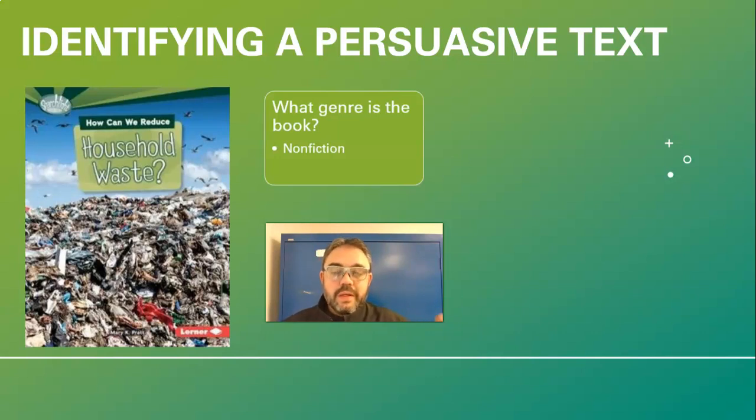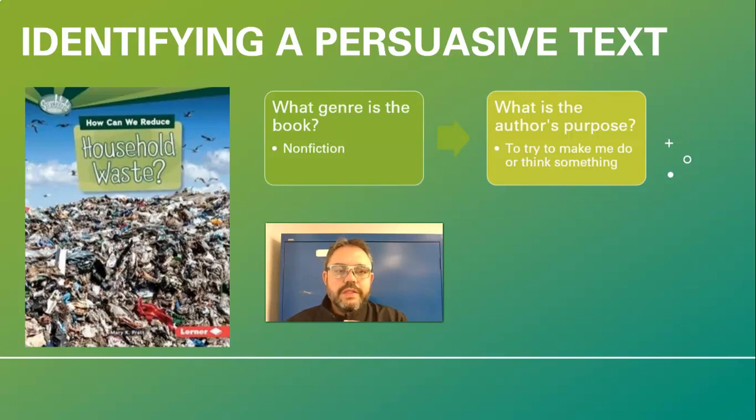Right? Let's say that again. Most texts that are trying to persuade you are nonfiction. Okay? So that's a good indicator. Realizing whether something is fiction or nonfiction is a good first step to realizing whether it's a persuasive text or just an informational text, which is a subgenre. Once we have that out of the way, so we know it's a nonfiction text, what is the author's purpose is our next question. What is the author's purpose? Are they trying to share information with me only?